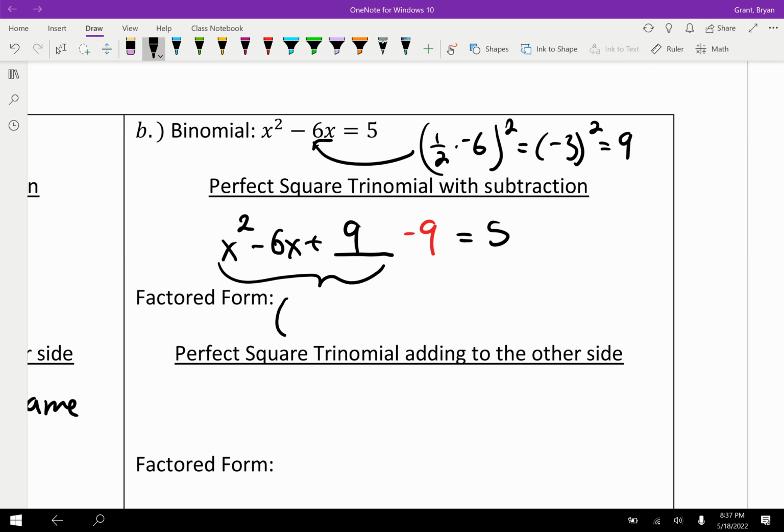We can quickly factor this. X minus 3, half of negative 6 squared. And there still is a minus 9 and still an equals 5.